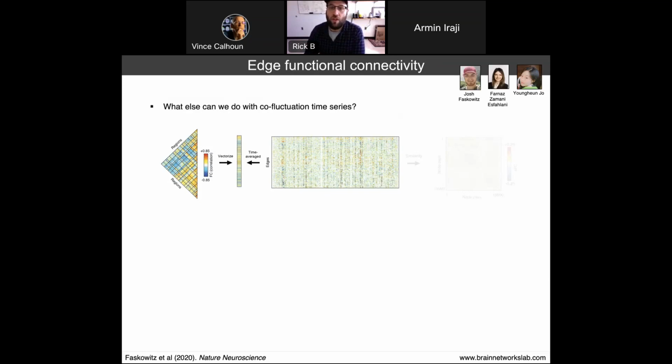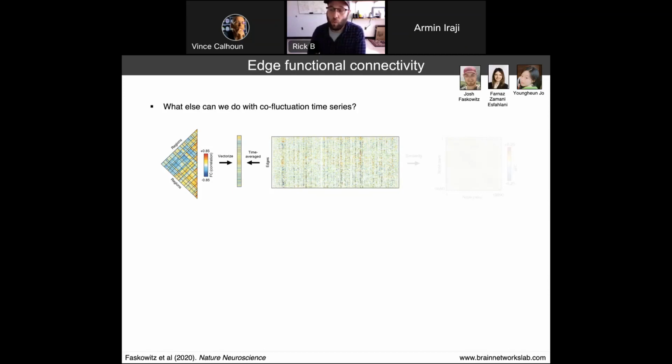And I see a question from the audience. Yes, the movie data is available. This is actually HCP 17 movie watching data. We've, by the way, replicated all of this with in-house data collected here at Indiana, which is also available in the supplement of Farnaz's PNAS paper. There's a link to a Figshare repository with all of the data.